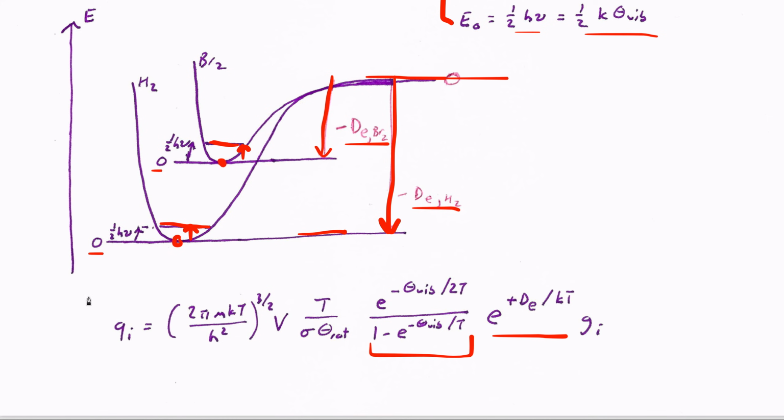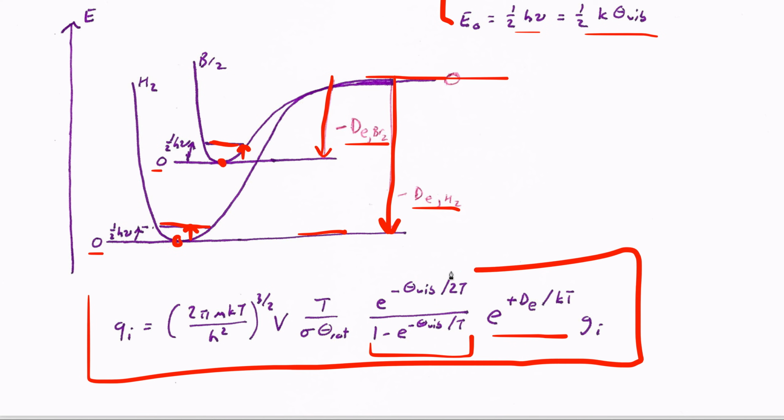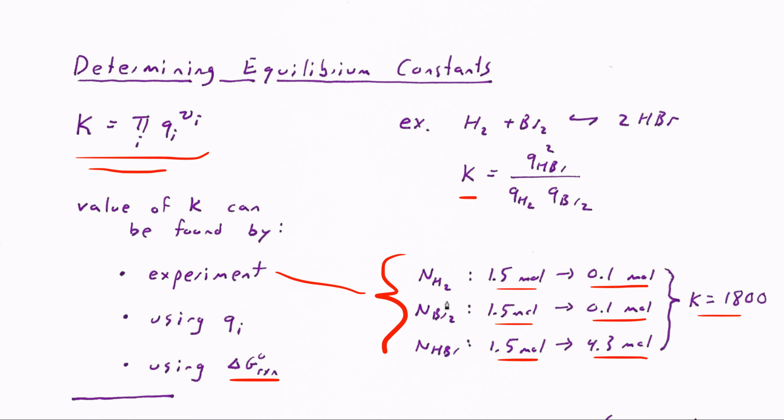So this second expression, I'll go ahead and put a box around that one, is the one that we should use to calculate individual partition functions for molecules, diatomic molecules, if we want to use them to calculate the equilibrium constant. So the goal will be, and we'll do it in the next lecture, calculate individual partition functions using this expression for each of the molecules in our reaction, H2 and Br2 and HBr, throw them into this expression for the equilibrium constant, and we can predict the value of the equilibrium constant using these statistical mechanical expressions.